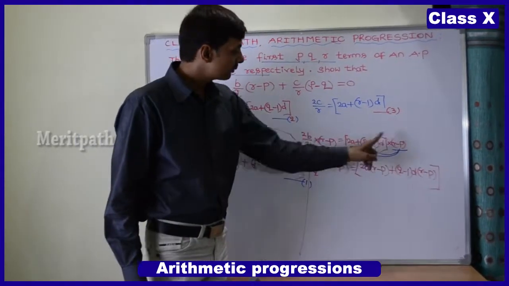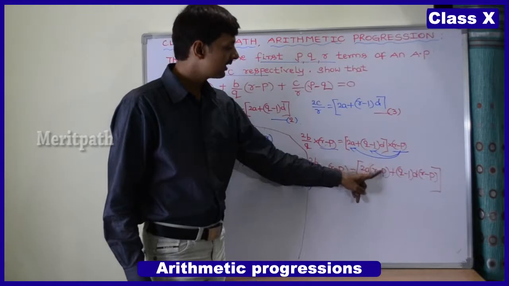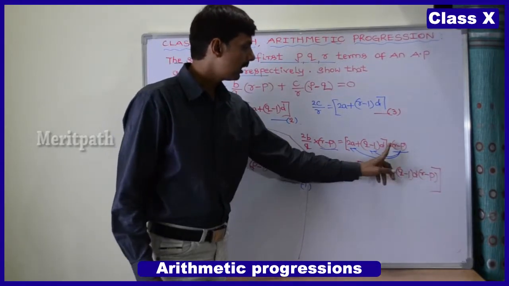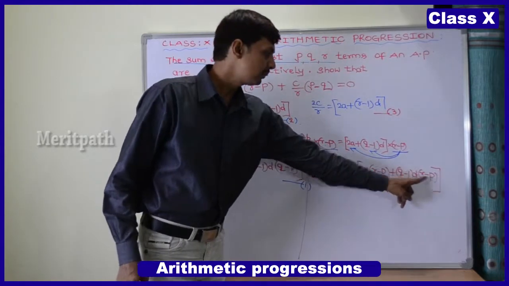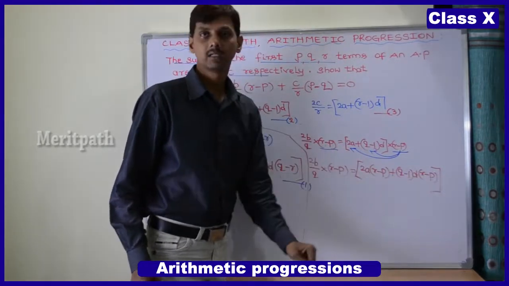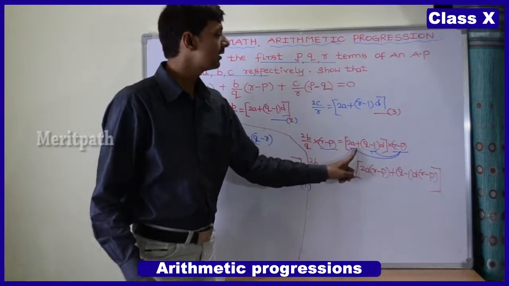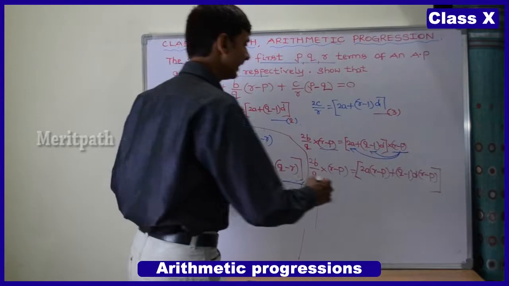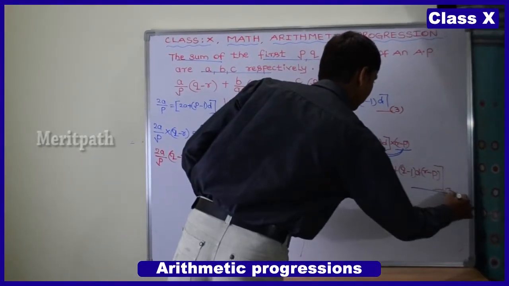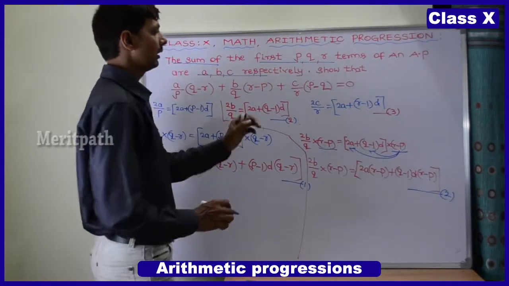After this, r minus p into 2a plus r minus p into q minus 1 into d. So we multiply with r minus p on these two terms. Then this is the second equation. For the third equation, let us see.